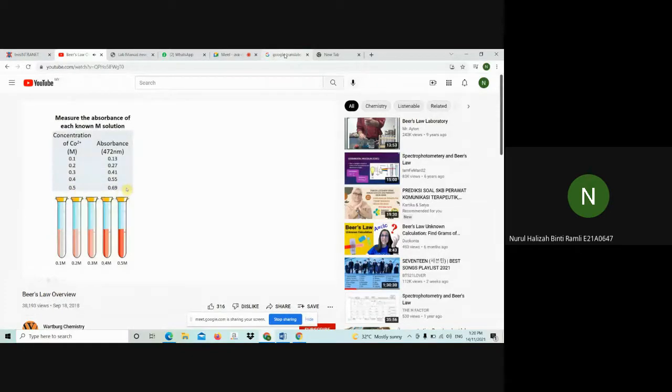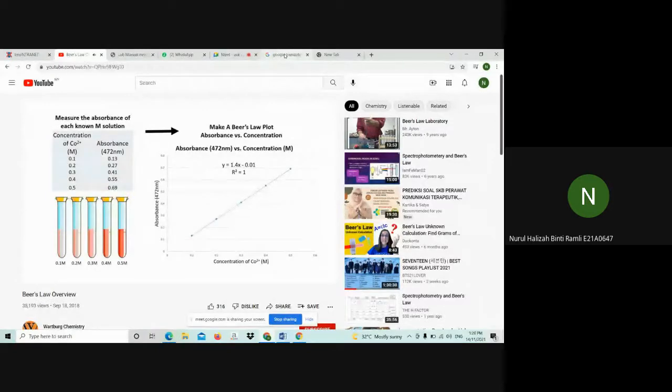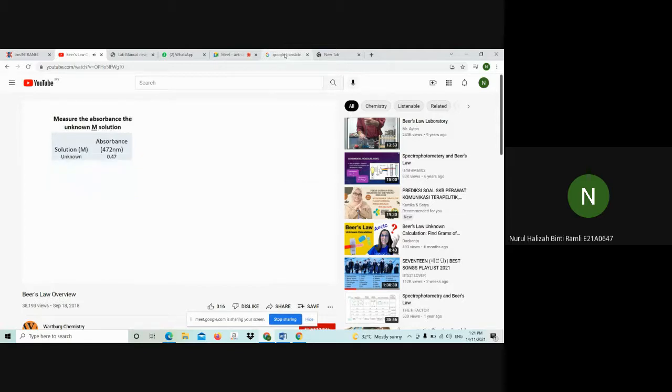Once I have this data, I use it to create a Beer's law plot. A Beer's law plot is just absorbance plotted against concentration. So I've got absorbance on my y-axis, concentration on my x. Once I plot my points, it's very common to fit a trend line. So here's the equation for that trend line, and an r-squared value for that fit. Once I have this plot, I can use it to figure out the concentration of my unknown. The way I do that is I take that same unknown solution, put it in a spectrometer, and measure its absorbance at exactly the same wavelength, at 472 nanometers with that green light. When I did this for this example, it comes out to 0.47.